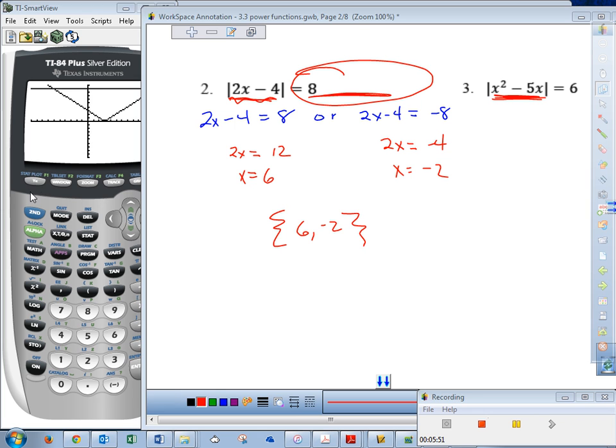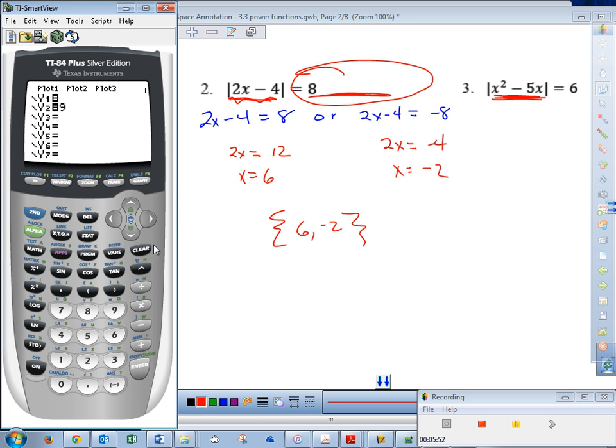So what do I type? Absolute value. How do I get to that again? If you just go to your catalog, which is right above your 0 key, the first option is absolute value, x squared minus 5x. And then the second thing is 6, correct? Let's see what it looks like on the standard window. That's zoom 6. Possible places of intersection.